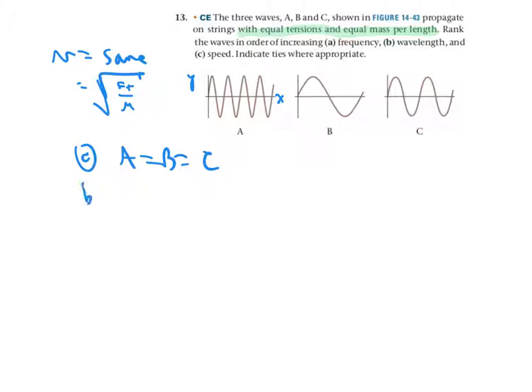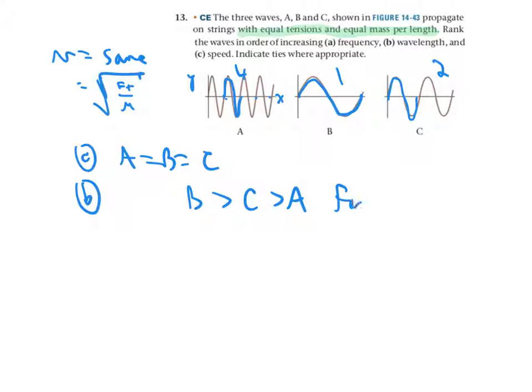Part B is going to tell us that we have, well, that's one wavelength for A, and that's one wavelength for B, so clearly B is greater than A. And then this looks to be intermediate, because if you look here, there are 1, 2, 3, 4 complete waves. Here there's 1, and here there is 2. So B is greater than A, but C is also greater than A, and so we get something like that for lambda.